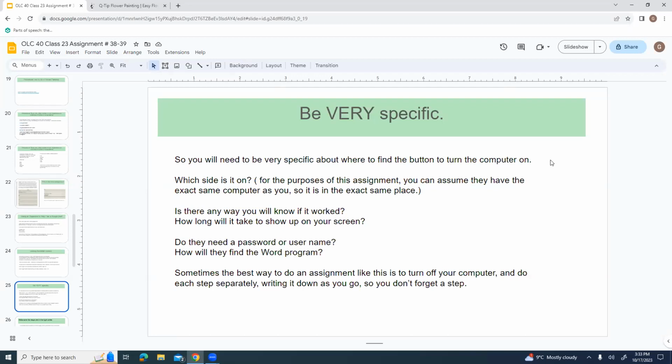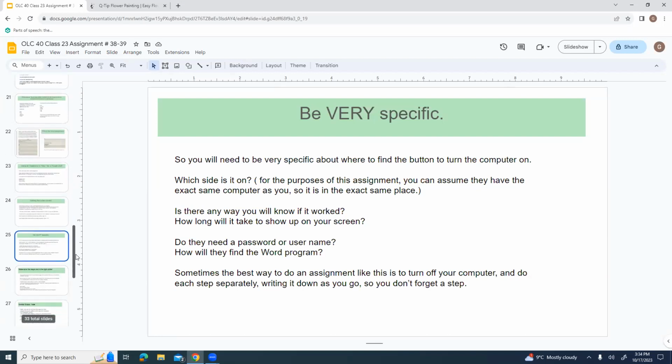Sometimes the very best way to do an assignment like this is turn off your computer and then for yourself, do each step and write it down as you go. So you would look for the button, write down how to do that. Turn the button on, write down how to do that. And then, okay, what have I got to do next? So if you're doing it that way, it's a little bit easier to make sure you don't skip a step.